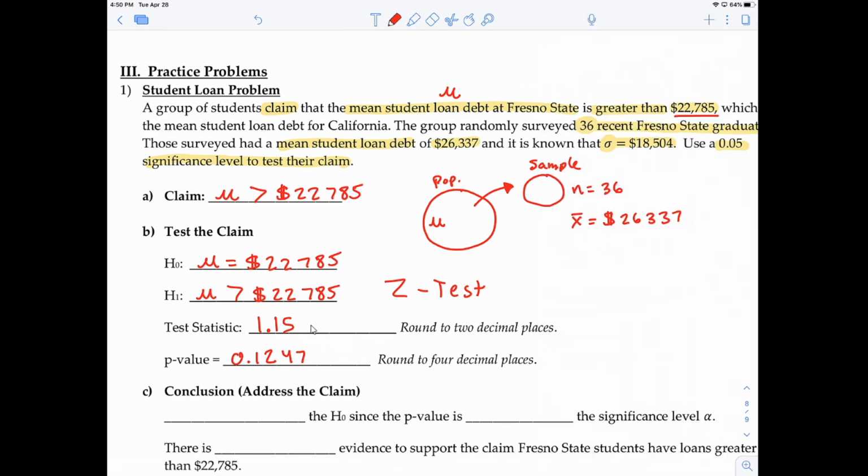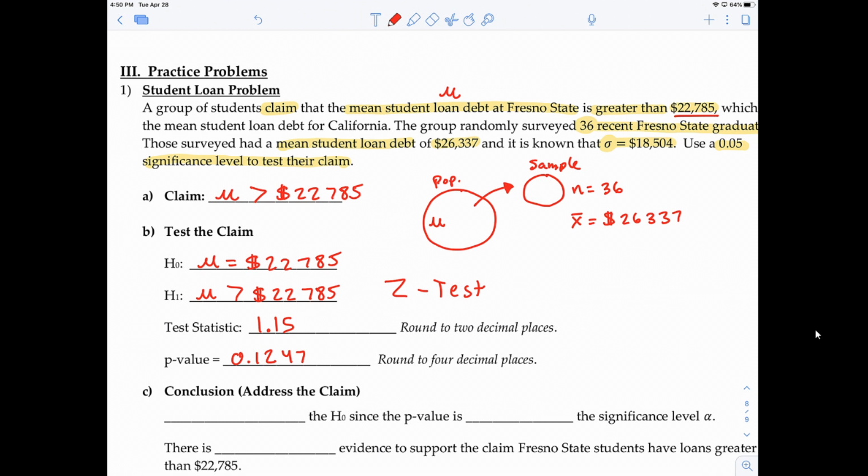So the test statistic is used in the critical value method. It's also used to find the p-value, not using the calculator with the z-test, right? It's also used to find the p-value. I'll show you guys that in the next video. But for the p-value method, we're going to use the p-value.